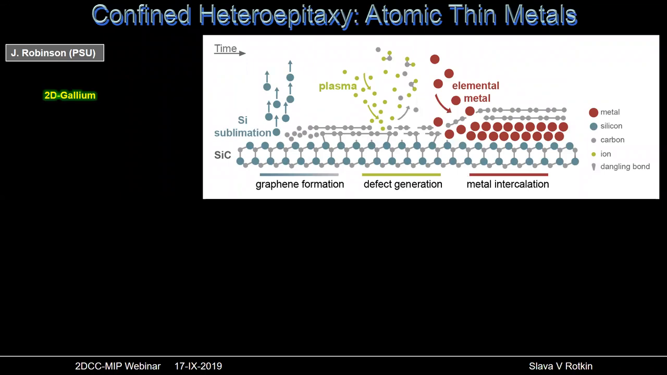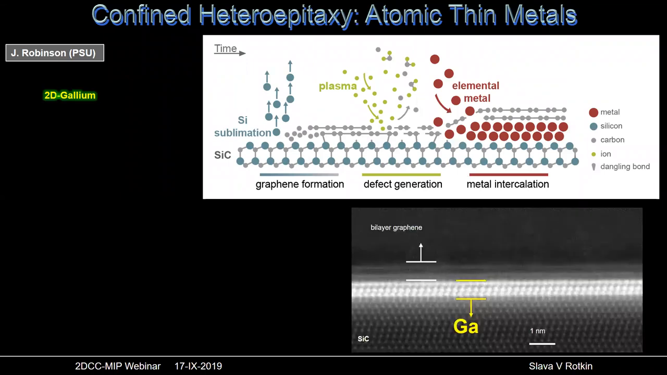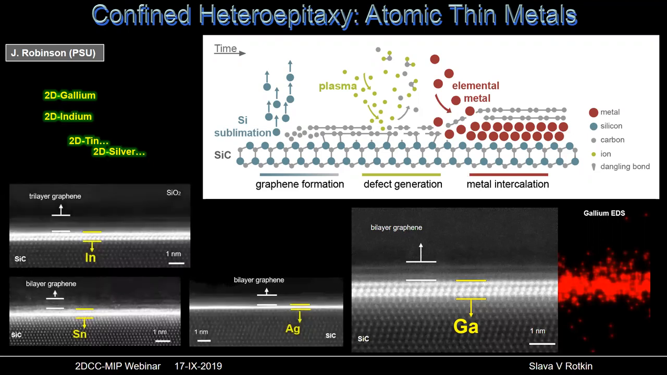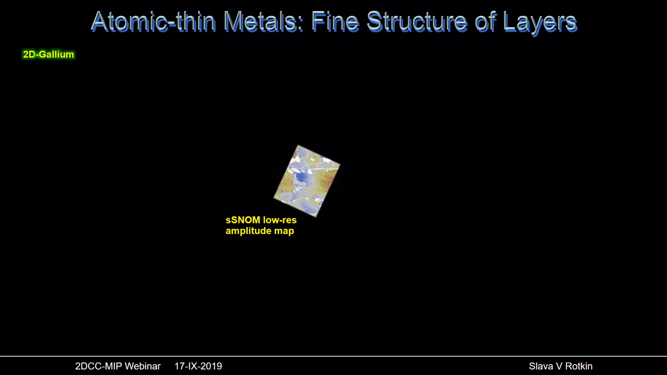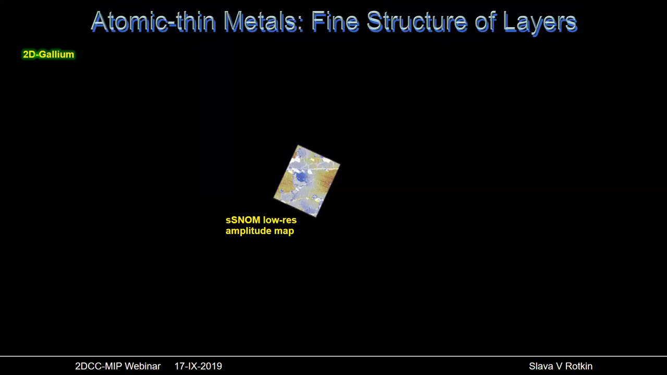You can do it with gallium, and this is the TEM, transmission electron microscopy, of the three-layer gallium under graphene, also showing EDS to confirm that this is gallium metal. You can do it with indium, silver, tin, and maybe other materials as well. We looked at the gallium and indium materials with our instrument. This is one of the first images we took, a very low resolution amplitude map of the surface of the silicon carbide.